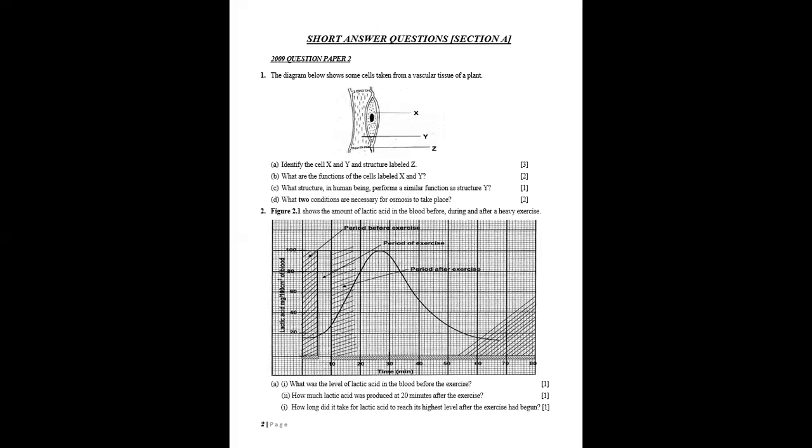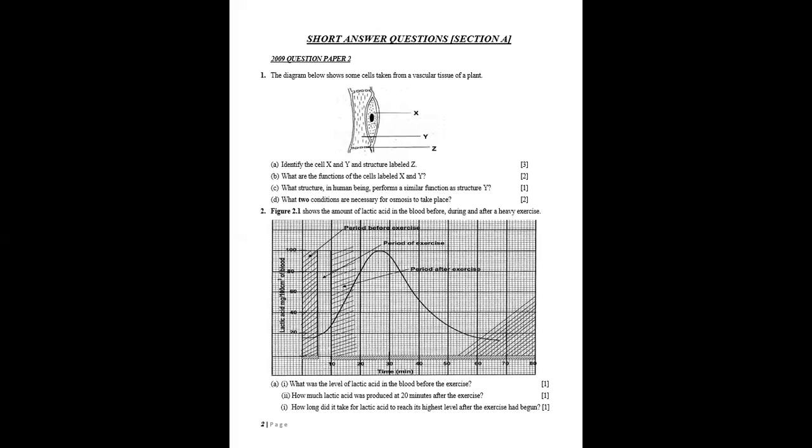Then our first question A says identify cells X and Y and the structure labeled Z. So cell X is a companion cell, Y is a sieve tube, then Z is sieve plates.